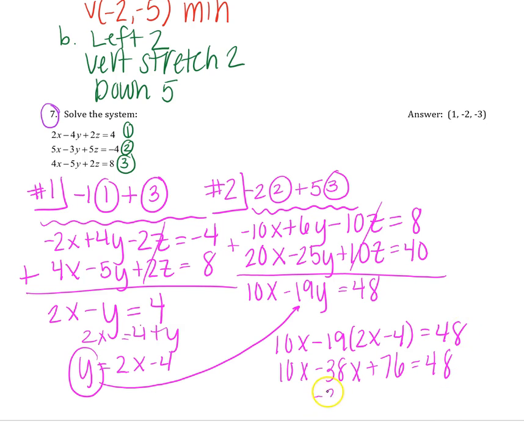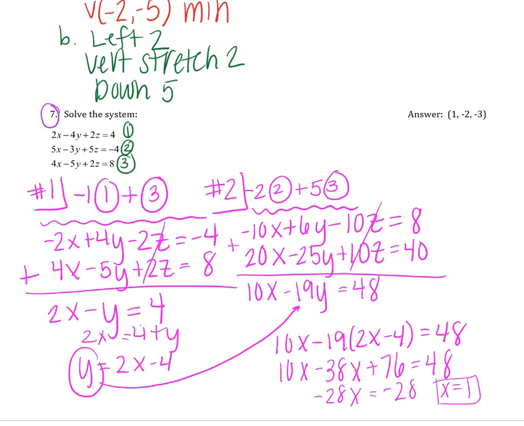Okay, so this gives me negative 28x. 48 minus 76, negative 28. So x must equal 1. Ooh, all that, and I got x equals 1. All right.